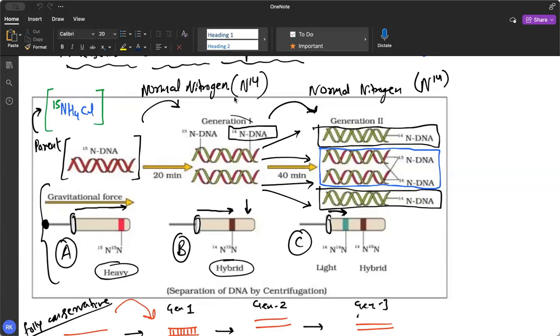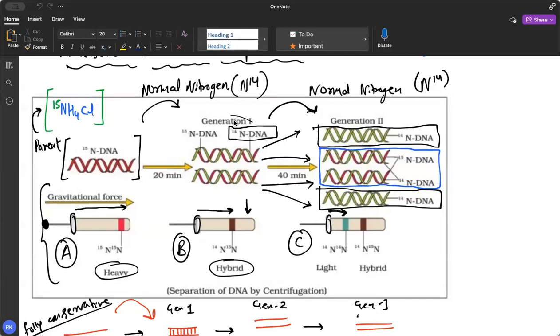And after one generation, if the replication was fully conservative, which means the parental strand remains parental and a new progeny strand is formed, in that case you will get one full DNA with heavy nitrogen and another full DNA, by full DNA I mean both the strands of DNA with normal nitrogen. But that did not happen. Instead, after one generation they got a mixed band, which means it was neither heavy nor light. It was some hybrid.